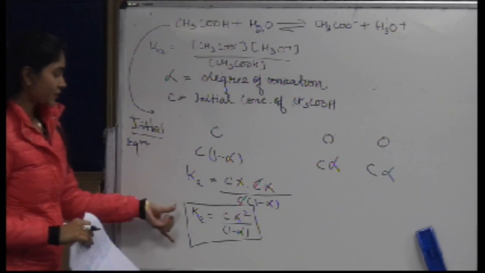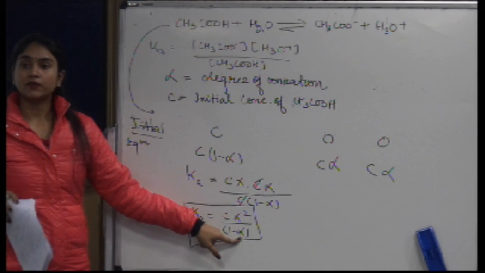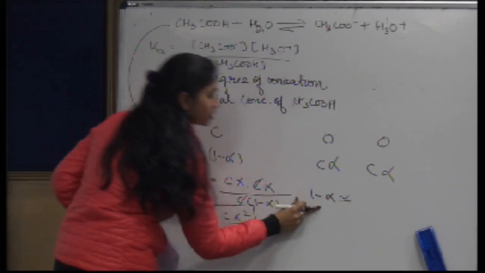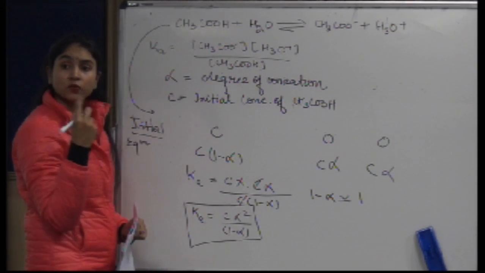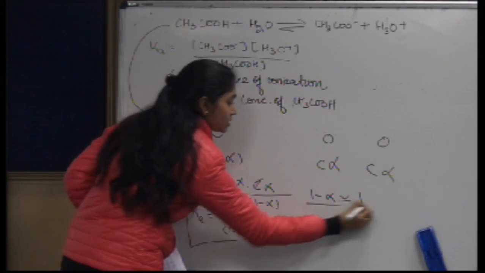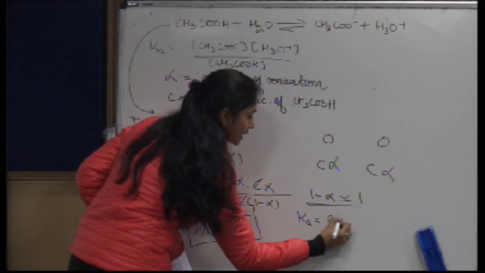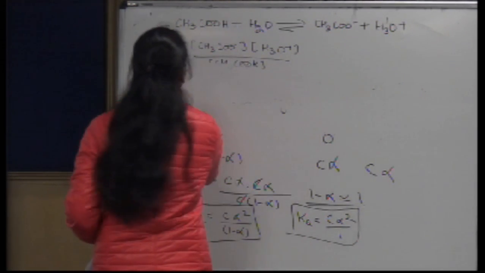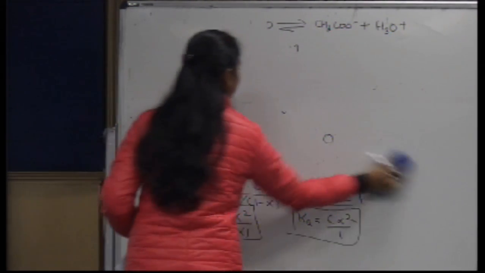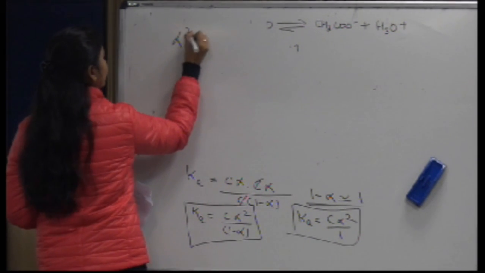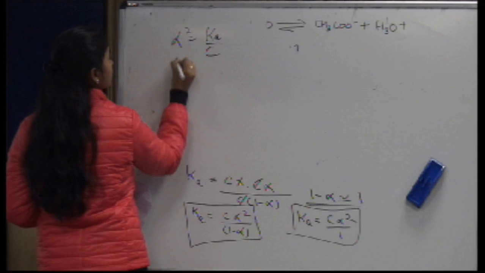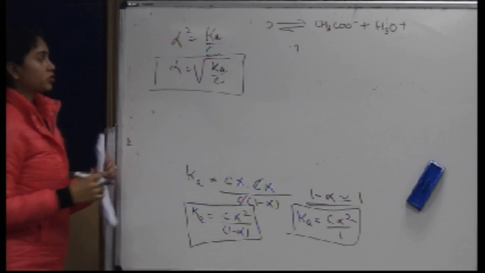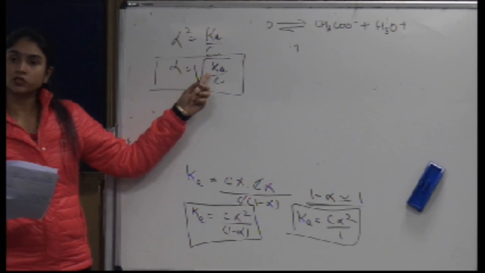And there is one condition in this expression: if alpha is very small, which is generally the case, you can take 1 minus alpha to be 1 because alpha is very small as compared to 1. With this, your Ka becomes C alpha square upon 1. So therefore, alpha square is nothing but Ka by C, or alpha is under root of Ka by C. This is how your degree of dissociation or ionization is related to the ionization constant.